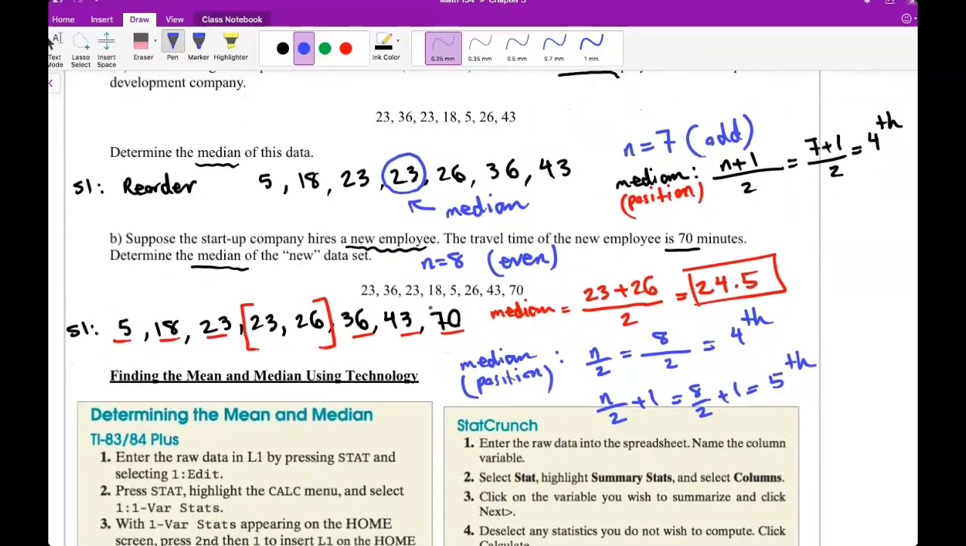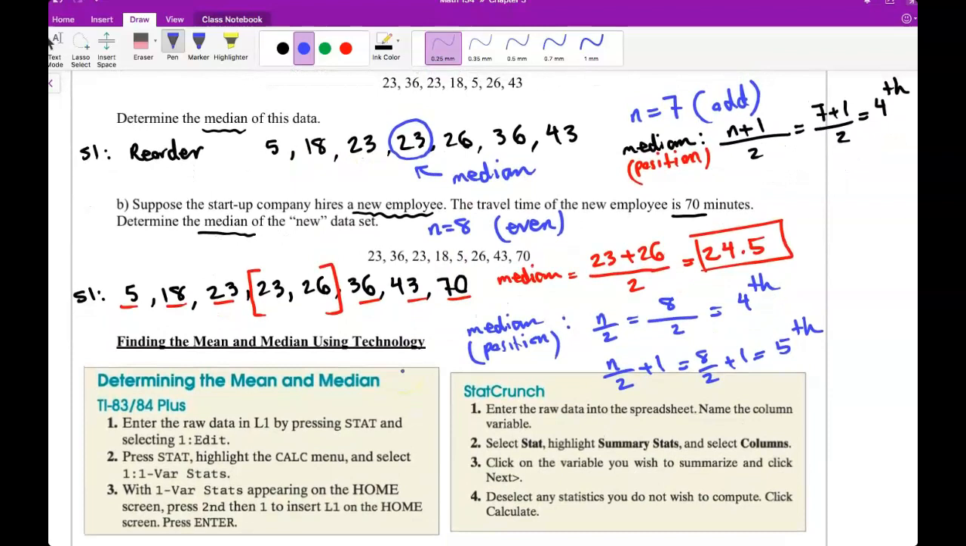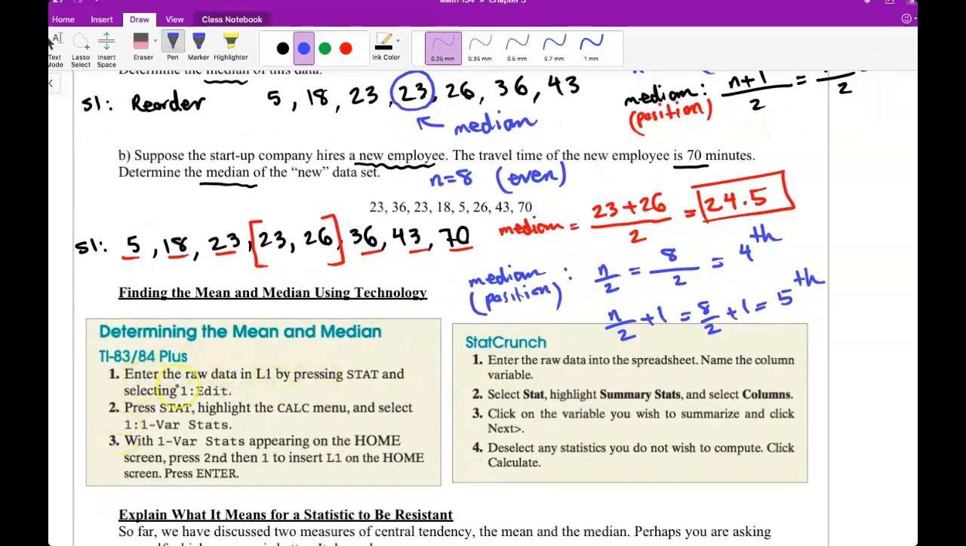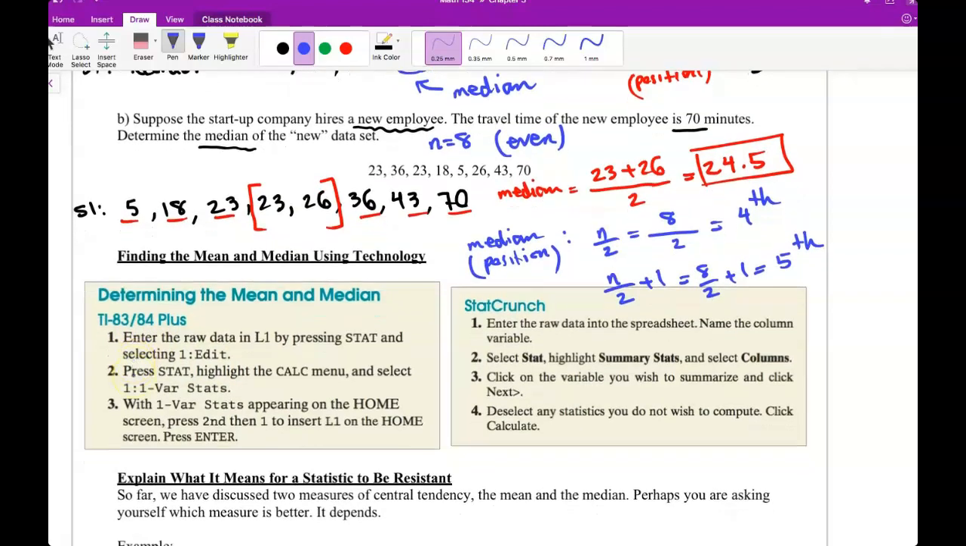Okay, so we got the median for each one using this method, without using a calculator, without using StatCrunch. Now let's use these two. We have TI-83 or 84 Plus. These are the steps.